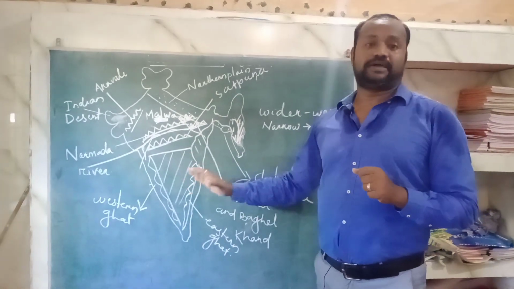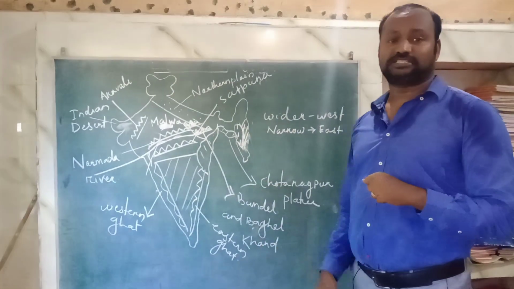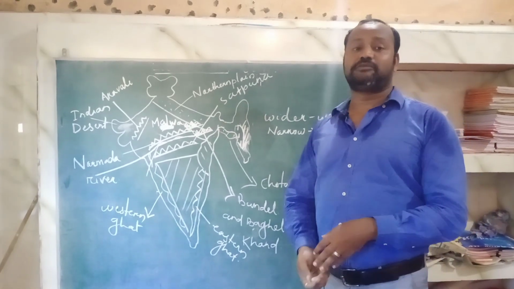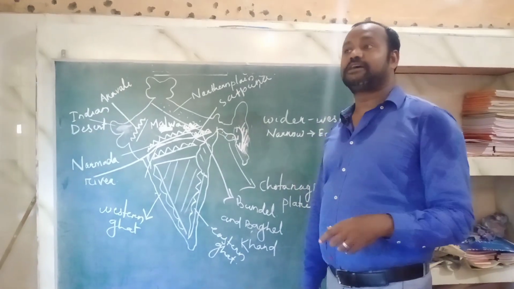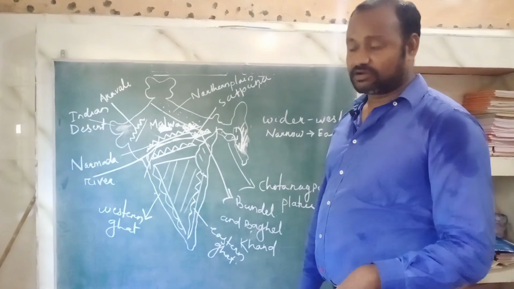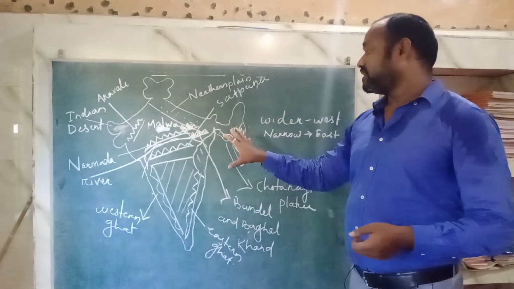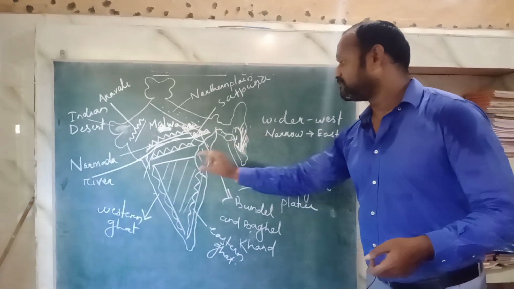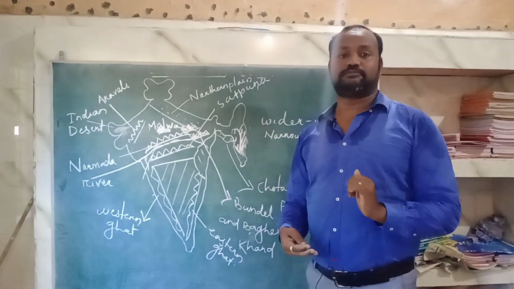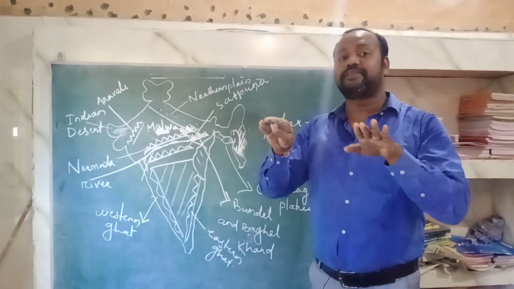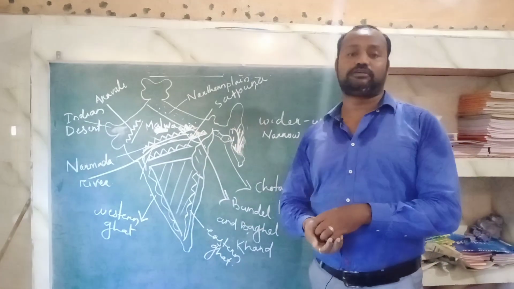Some part of the Deccan Plateau gets separated and is found in the northeastern region. These hills are, for example, Karbi Anglong. The Karbi Anglong hill is found in this region, and this part of the Deccan Plateau gets separated by a fault formed by the Chotanagpur Plateau. So the Chotanagpur Plateau separates the part of the Deccan Plateau from here to here by forming a fault between them.